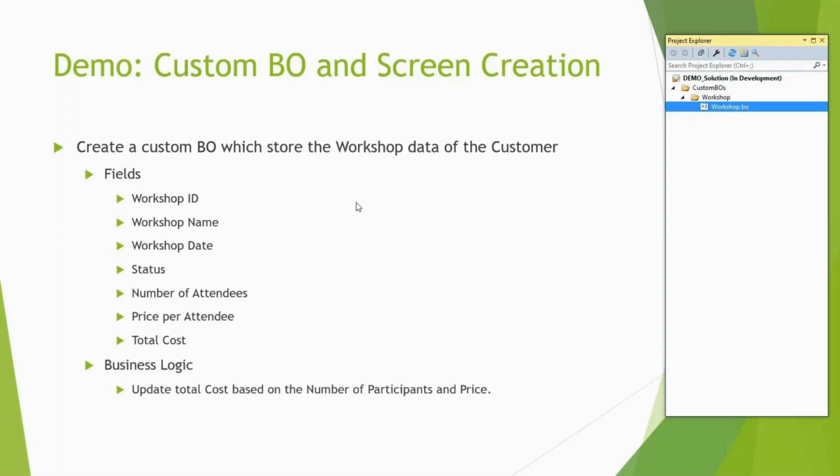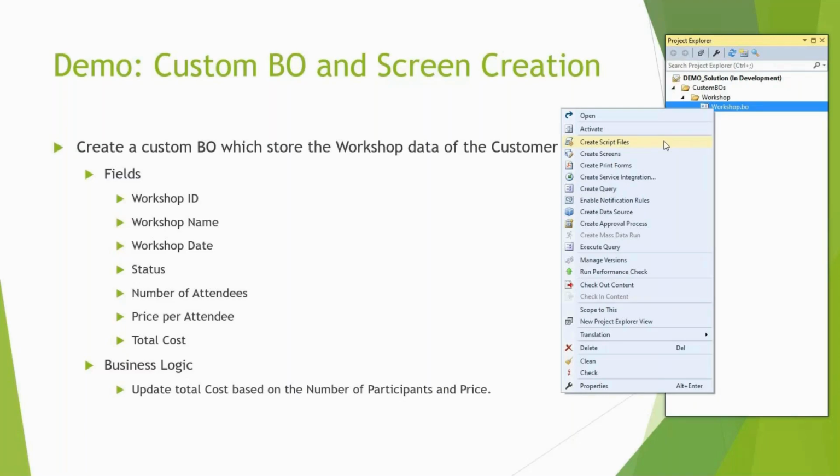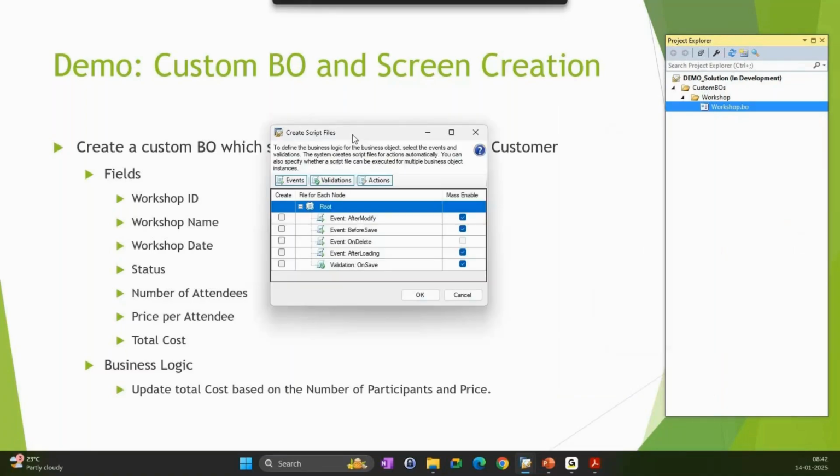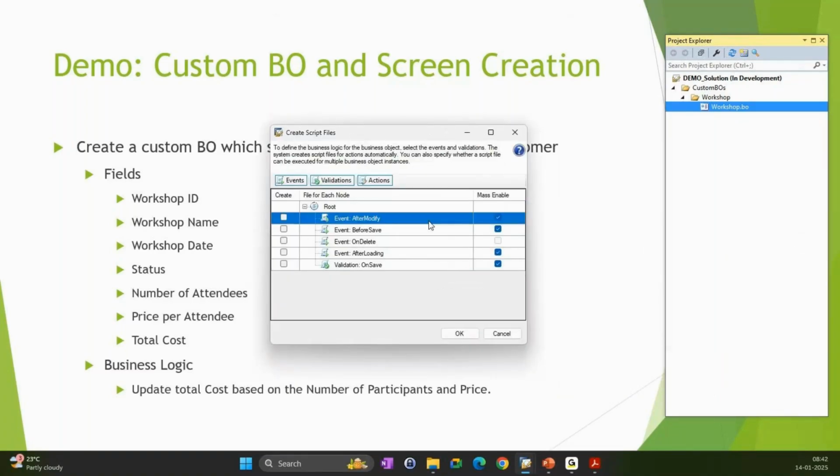I'll just show you here, create script file. This one we will use to create the script file. There will be predefined scripts. So here you can see, right? These are all the predefined ones. After modify, when it will trigger, let's say you are changing some data in the system. Once the field is changed, this after modify will get triggered.